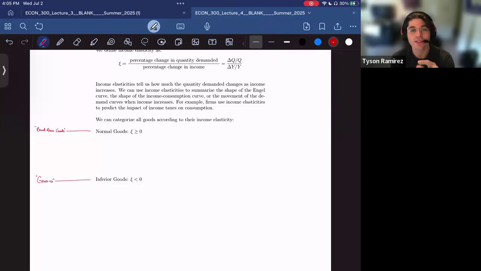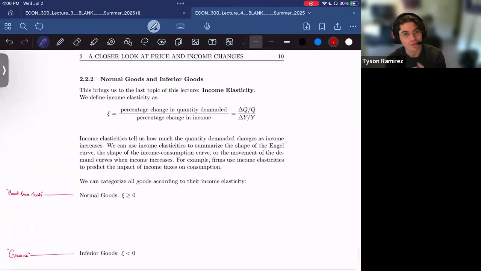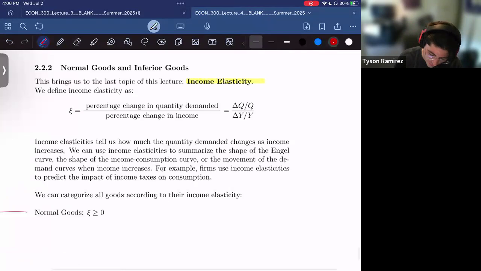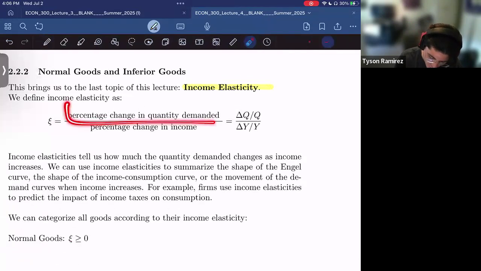We can also incorporate this into our mathematical models. All right. How do we do that? Well, we do it with elasticity. One of the ways that we can illuminate this idea is looking at it through the lens of an elasticity. So you can define what is known as income elasticity. Income elasticity is the percent change in quantity demanded with respect to percent change in income.